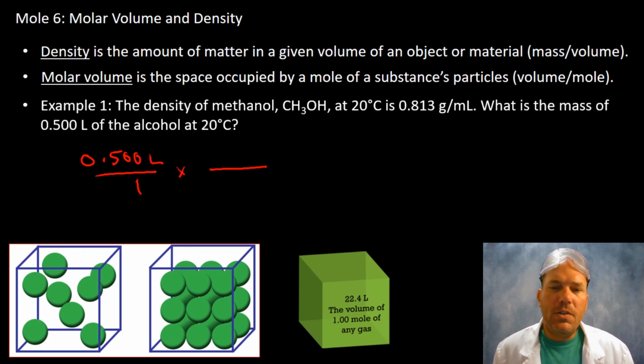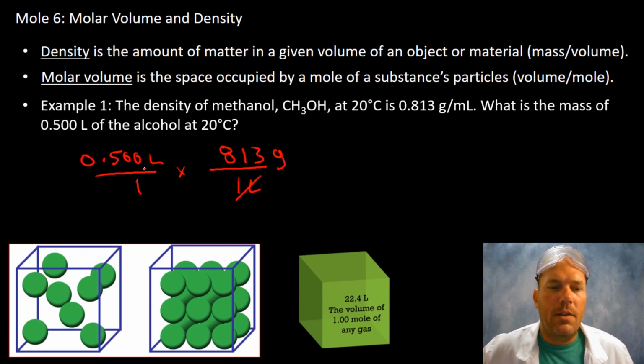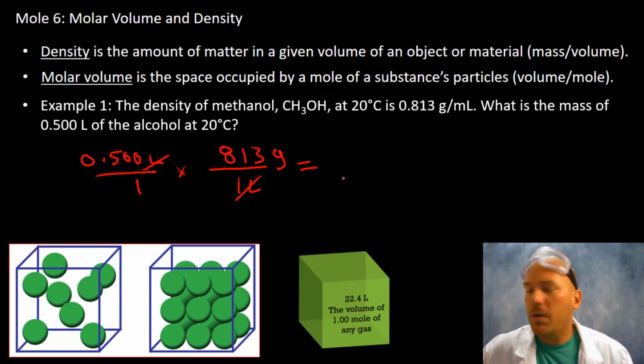So what you could do is use factor labeling, i.e. dimensional analysis, or you could simply say, let me multiply 0.813 times 1,000. And that's what I'm going to do here. 813 grams per 1 liter. That way those will cancel out for you there. And then multiplying this all out, you are going to get 406.5 grams of the methanol.